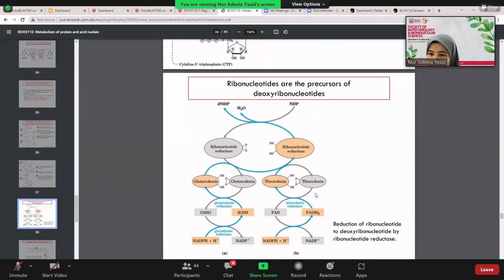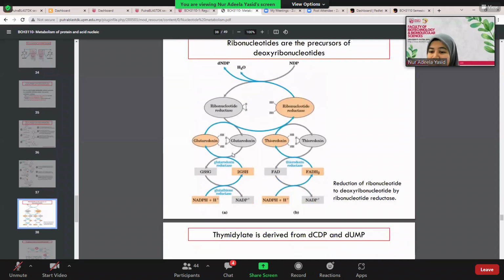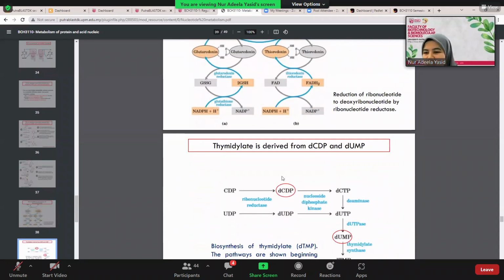I want you to understand that ribonucleotide can be converted to deoxyribonucleotide by the action of ribonucleotide reductase. So once kita dapat dah deoxyribonucleotide from dCDP, it undergoes phosphorylation to form dCTP. So once it is in the form of deoxyribonucleotide, we can synthesize thymidine or thymidylate in the form of TMP.